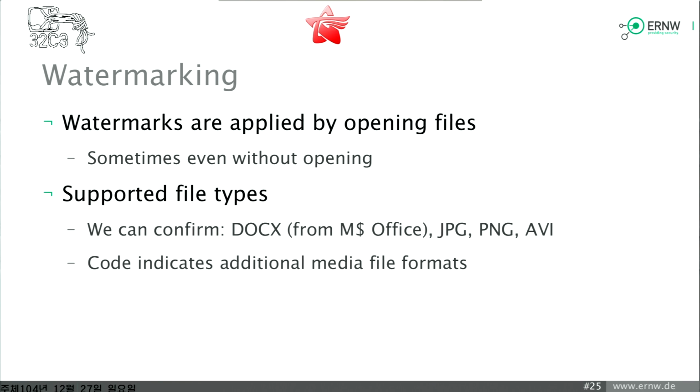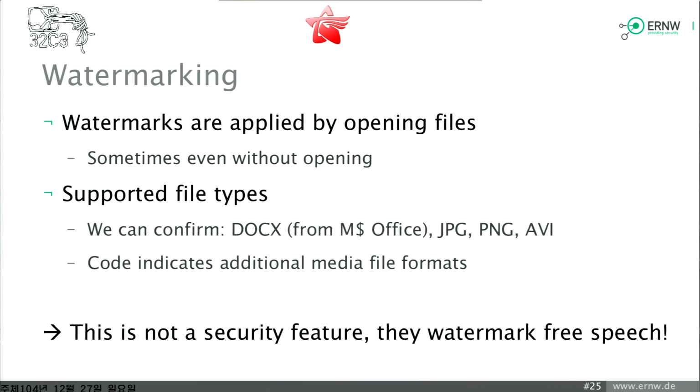So the watermarking itself happens as soon as you open a document file with the Office, then it will be watermarked. And actually, they have code which watermarks files even if you don't open those files. But as soon as we saw this, it's pretty buggy. It doesn't work every time, but they have code for this implemented, and mostly it works, but sometimes it just fails. The supported types that we can confirm are docx files, image files like JPEG and PNG, and AVI video files. But the code indicates that there are several more file types available for watermarking, but we most likely didn't look into this. But the most interesting thing here is that only media files are affected. So they don't watermark any binaries or something like that.